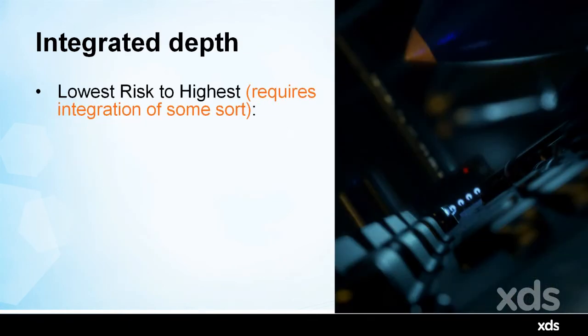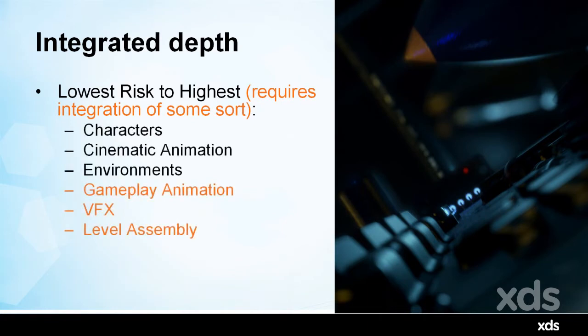I was thinking it through and running that equation on a few parts of the game, and I made a quick list of my take on what's the lowest risk to highest in terms of integration, outsourcing. So things like characters, cinematic animation, environments, I find are pretty safe these days to outsource in an integrated fashion. Gameplay animation, visual effects, level assembly, I guess you could throw in lighting there as well. Those things are probably a little bit riskier to outsource, but also a pretty cool challenge. If you can pull that off, then you can come into XDS and talk about that.